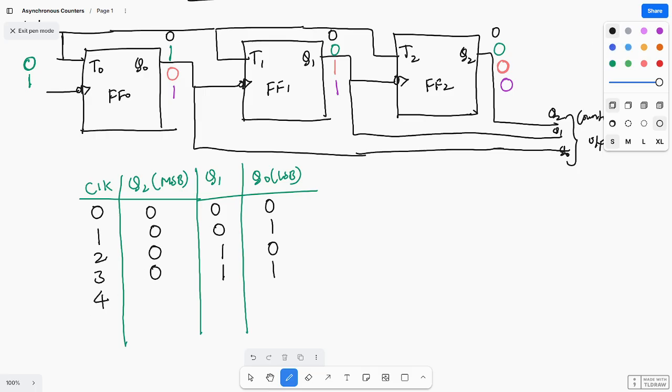At the fourth clock pulse what happens, this will trigger from 1 to 0. 1 to 0 means negative edge of clock, so that means this will trigger. This will toggle and it becomes 1. So in this case, at the fourth clock pulse you will get 1 0 0.